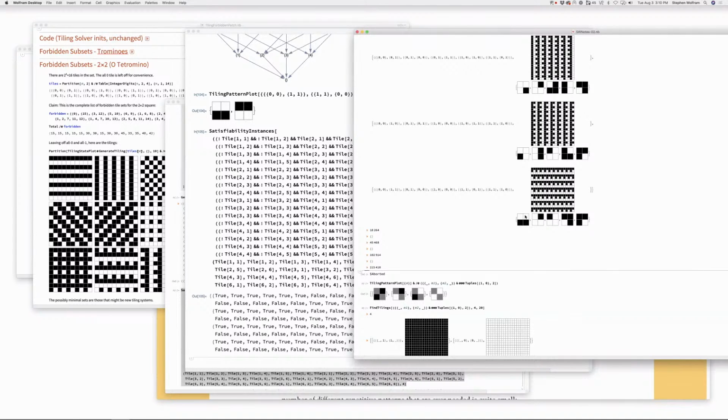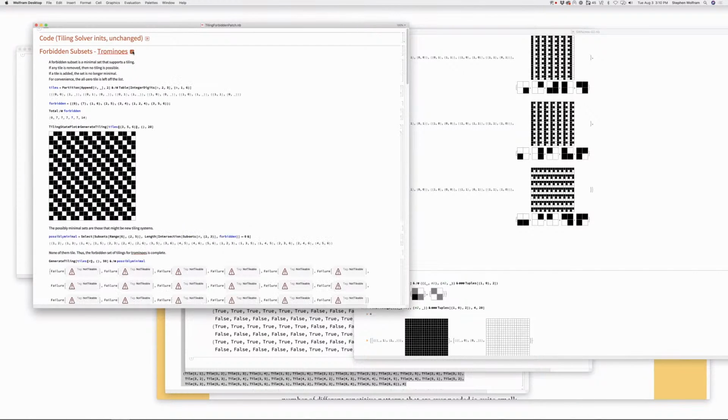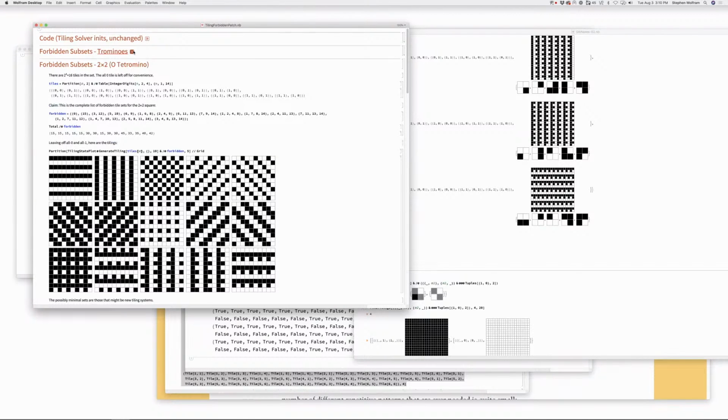Yes, that's called a patching strategy. Okay, well, all right, so let's take a look here. So you claim that there is a forbidden subset. What is this? Those are all the forbidden subsets for the trominoes. What is a tromino? Three cells making an L.